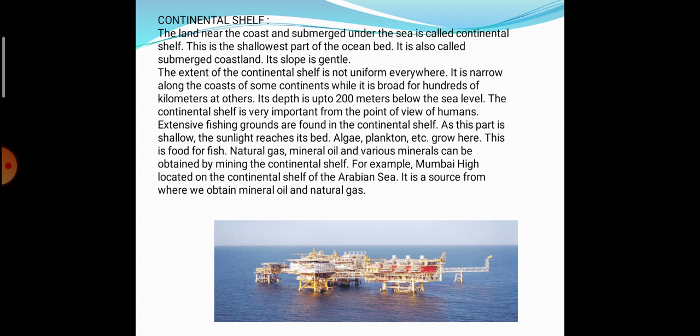Natural gas, mineral oil and various minerals can be obtained by mining the continental shelf. The best example is, when you stand at the Gateway, or when you go to Elephanta Caves, you can see this, that is the Mumbai High located on the continental shelf of the Arabian Sea. It is a source from where we obtain mineral oil and natural gas.